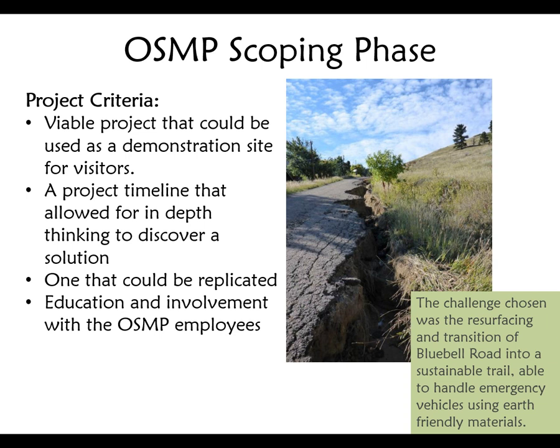Previously, employees had brainstormed a list of possible sites and identified the pros and cons of each, matching them to the list of project criteria. Based on the project ideas and list of constraints, OSMP decided that the challenge to address was resurfacing of roads and trails that were damaged in the flood.